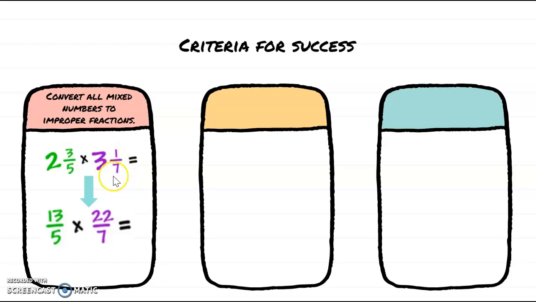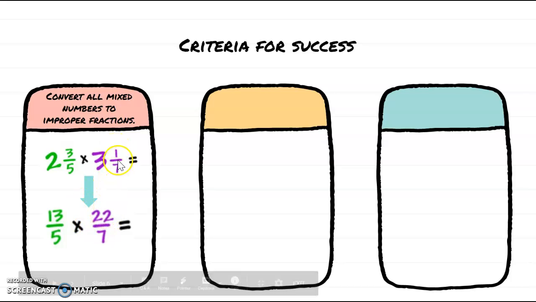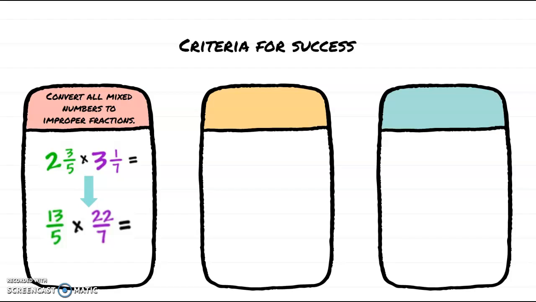For this one, start at 7. 7 times 3 is 21, plus 1 is 22. So that gives us our numerator, and then we keep our denominator. So that was our first learning target, which is also our first step in the second learning target.